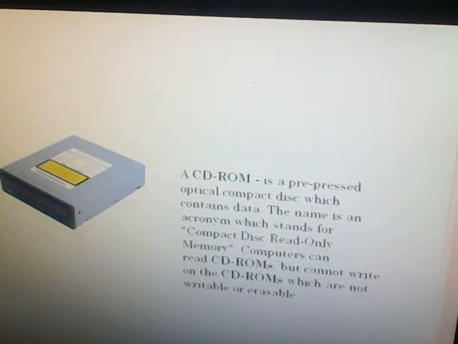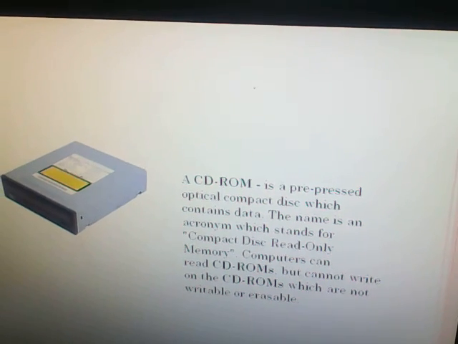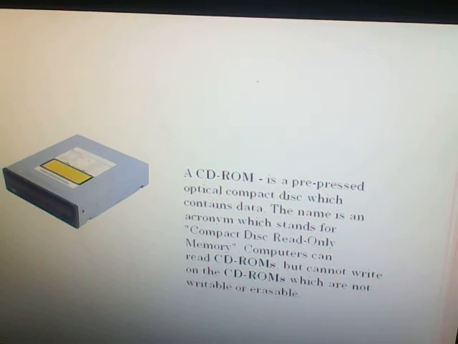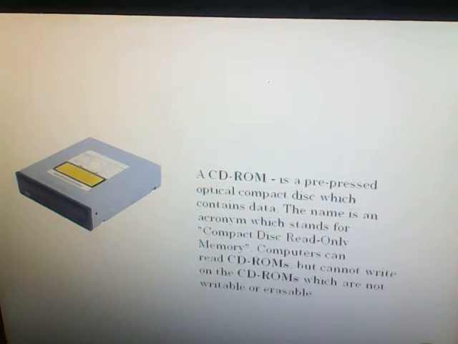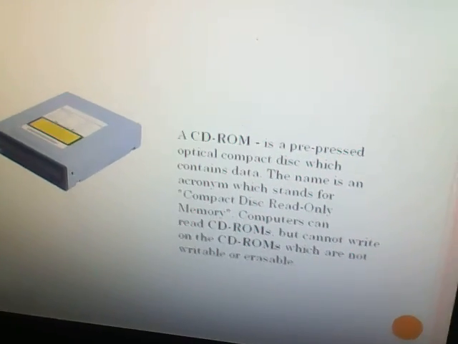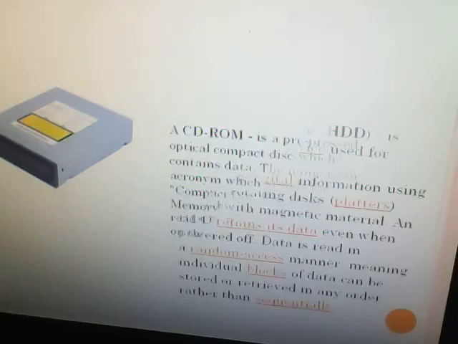A CD-ROM is a prepared optical compact disc which contains data. The name is an acronym which stands for Compact Disc Read Only Memory. Computers can read CD-ROMs but cannot write on them, which are not writable or erasable.